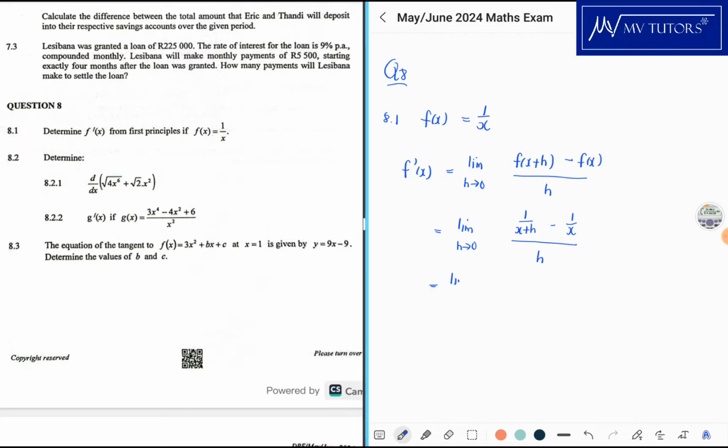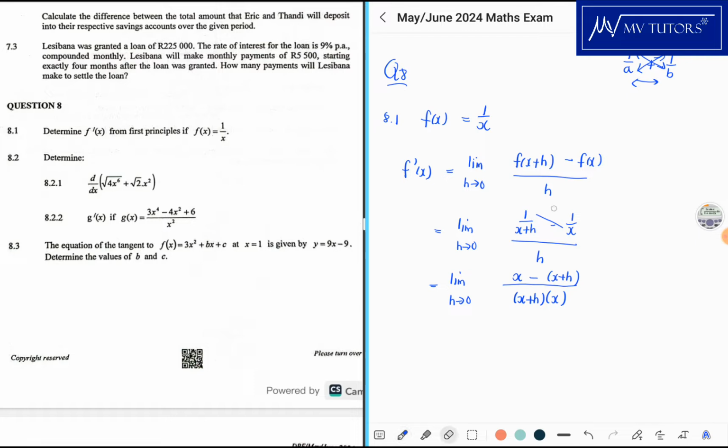So what am I going to do now? This is where I deal with fractions. Some of you do not like fractions. So basically, if I have 1 over a plus 1 over b, I'm going to multiply the denominators and then cross multiply. Whenever I deal with fractions, adding or subtracting them, I'm basically going to have x plus h multiplied by x in the denominator, and then I'm going to multiply 1 and x, which is just x.